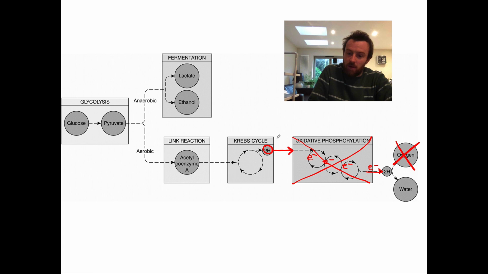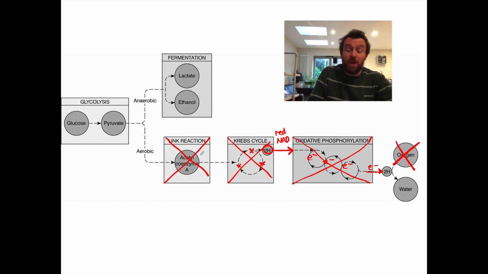So we get a build-up of reduced NAD. It builds up and it builds up. Because reduced NAD builds up and there is therefore no oxidized NAD, the Krebs cycle, where you need oxidized NAD to come in and remove hydrogens, stops as well. And in fact, so does the link reaction, because again, that needs oxidized NAD to take some hydrogen, so that stops as well.